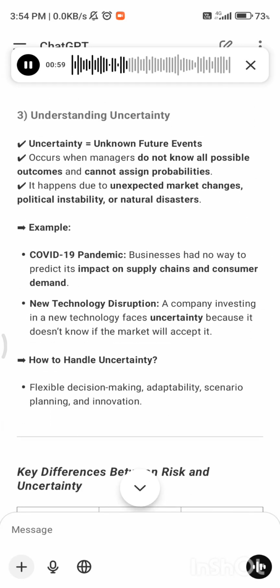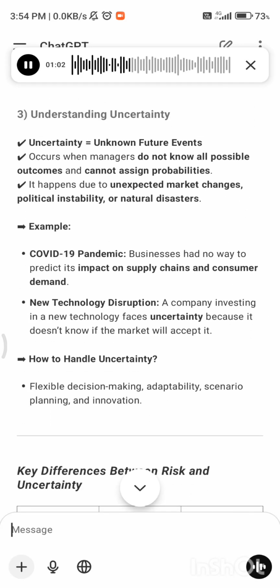3. Understanding uncertainty. Uncertainty equals unknown future events. It occurs when managers do not know all possible outcomes and cannot assign probabilities. It happens due to unexpected market changes, political instability, or natural disasters. Example: COVID-19 pandemic. Businesses had no way to predict its impact on supply chains and consumer demand. New technology disruption: a company investing in a new technology faces uncertainty because it doesn't know if the market will accept it. How to handle uncertainty: flexible decision-making, adaptability, scenario planning, and innovation.